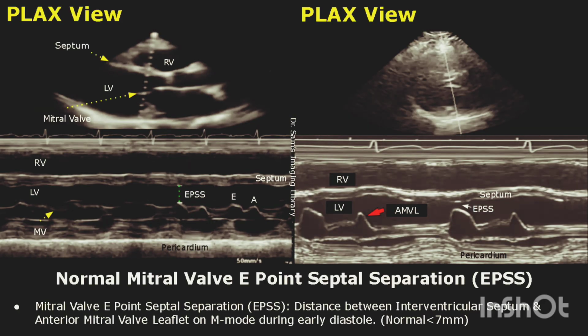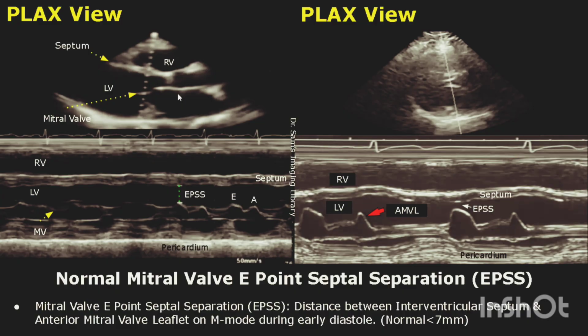We will start with cardiac function evaluation. These are parasternal long axis views of the heart. The right ventricle is seen at the top of the image. This is the interventricular septum, and this chamber is the left ventricle. This valve is the mitral valve, and this chamber is the left atrium.